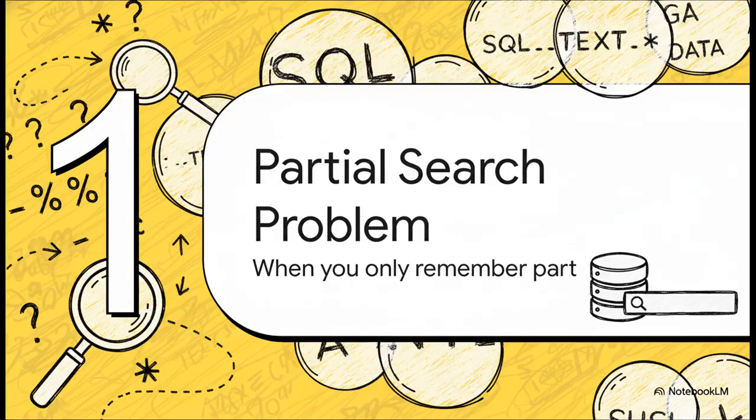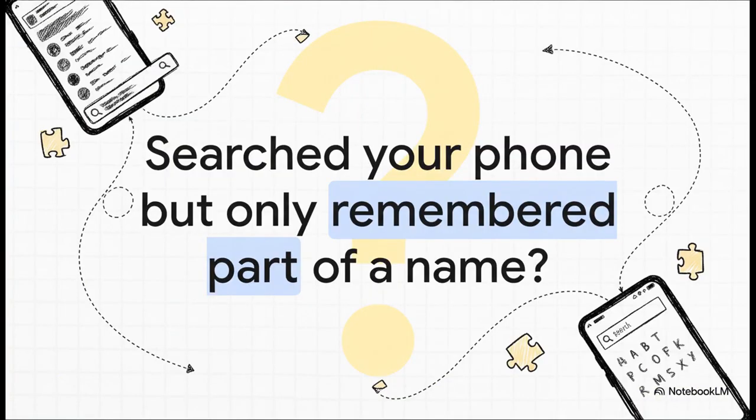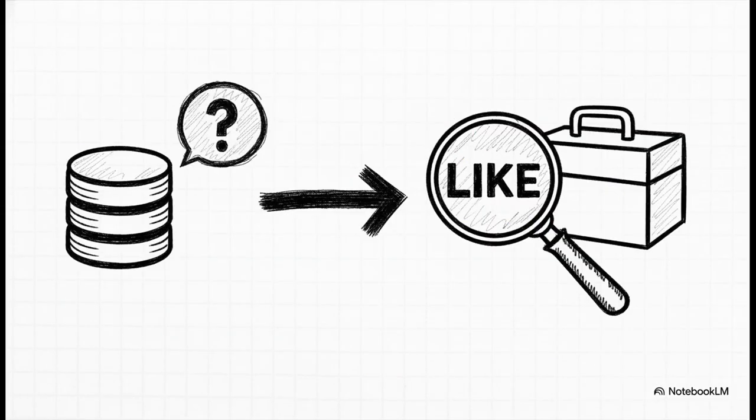All right, let's just jump right in with a scenario, and I'm pretty sure this is going to sound familiar to you. You've totally done this, right? You're scrolling through your phone, you know their name starts with a J, but is it Jen, Jenny, Jennifer? We've all been there. Well, guess what? Databases have the exact same problem. They need a way to find stuff when you only have part of the information. And for that, SQL has this amazing tool built just for that. It's called the LIKE operator.